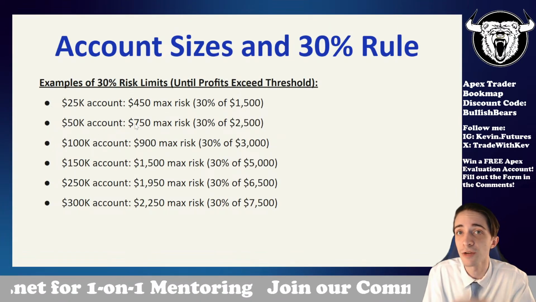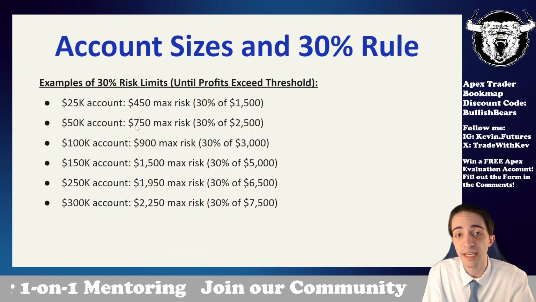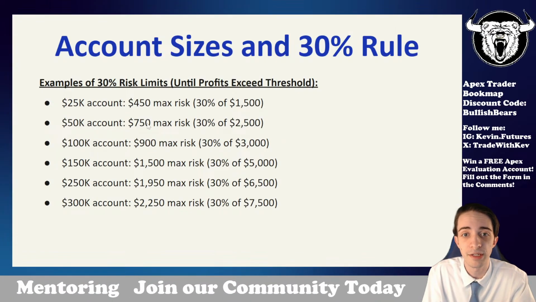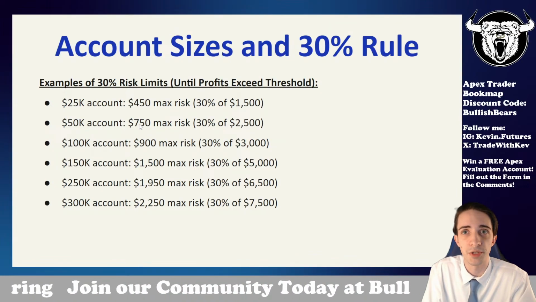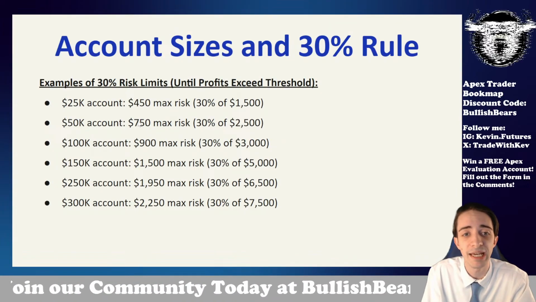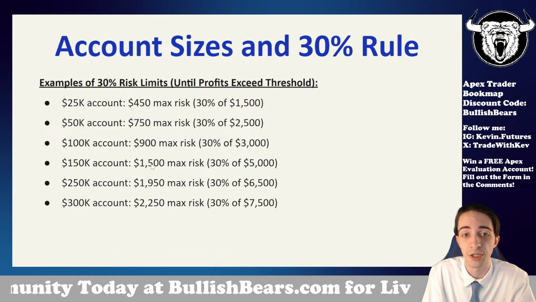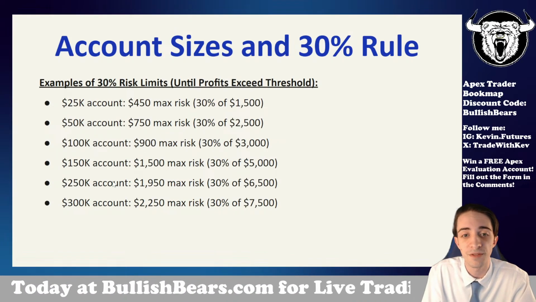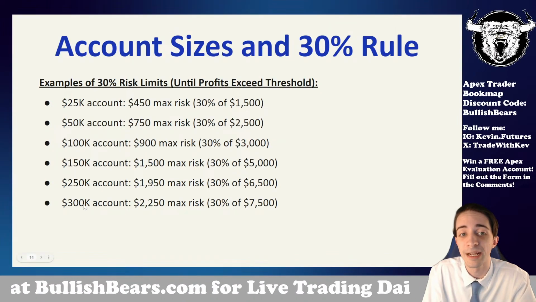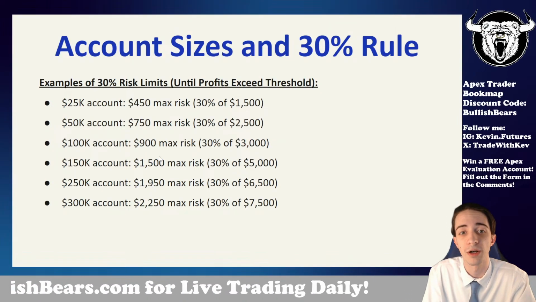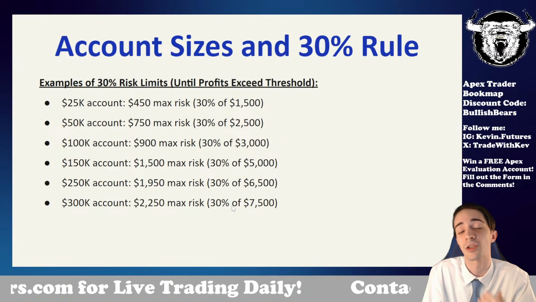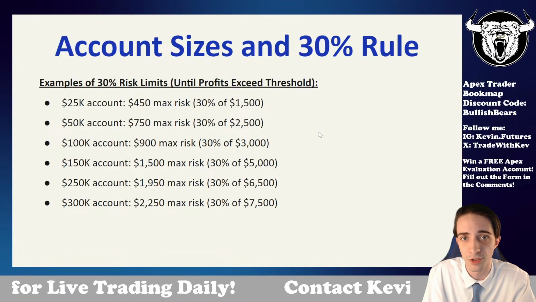A 50k account, same situation. The 50k account trail stop is 2,500. We're not risking $750 per trade. That is poor risk management. 100k account, we're looking at $900. 150k, we're looking at $1,500. 250,000, we're looking at $1,950. And 300k, we're looking at $2,250 max risk, which is 30% of its $7,500.